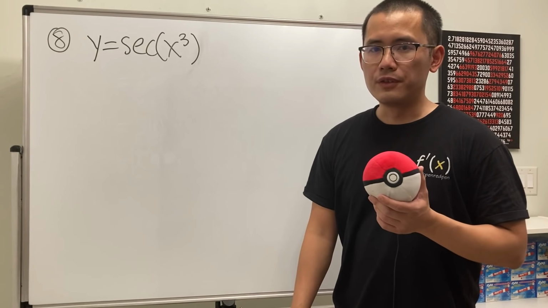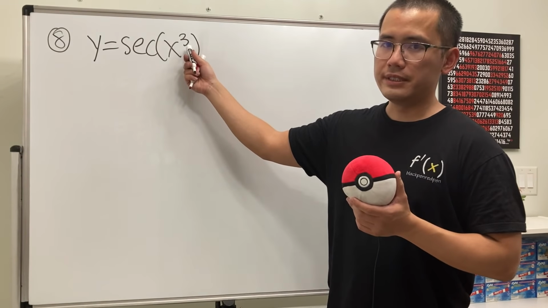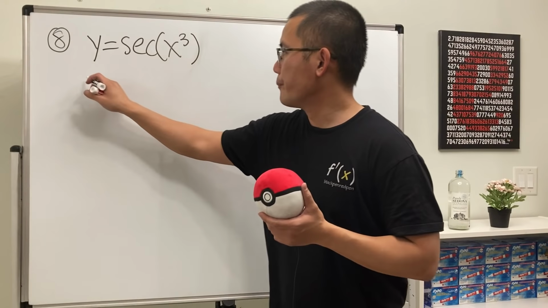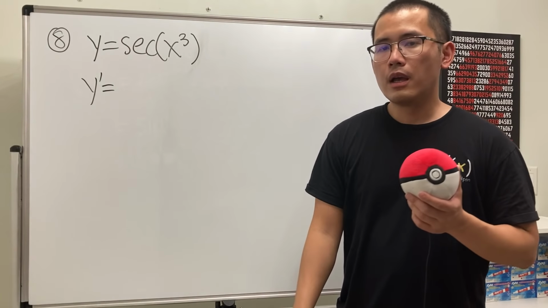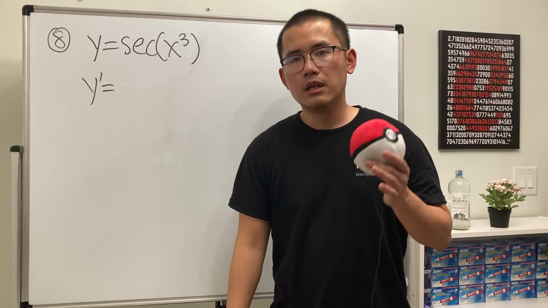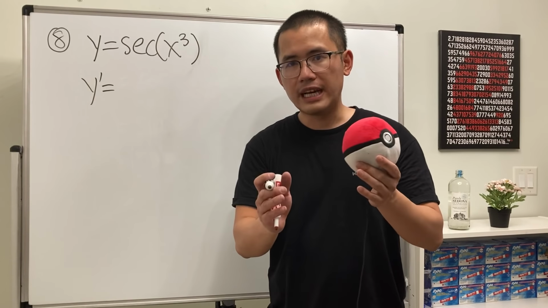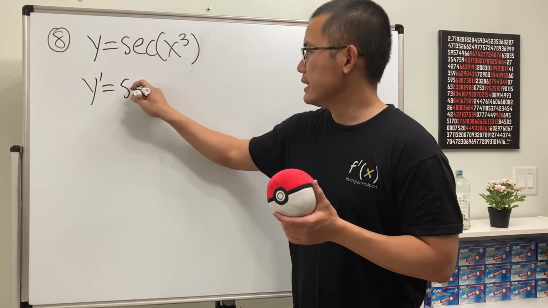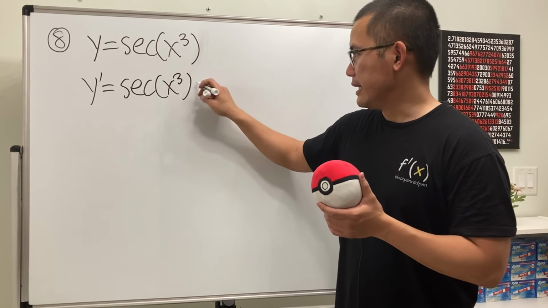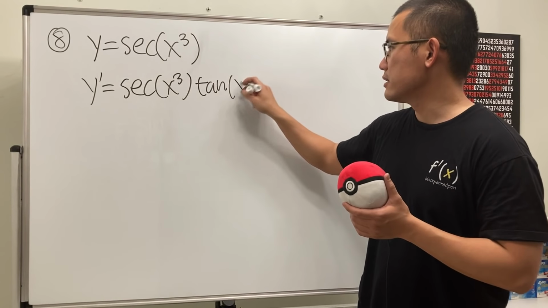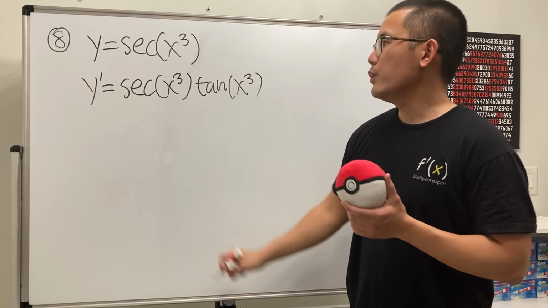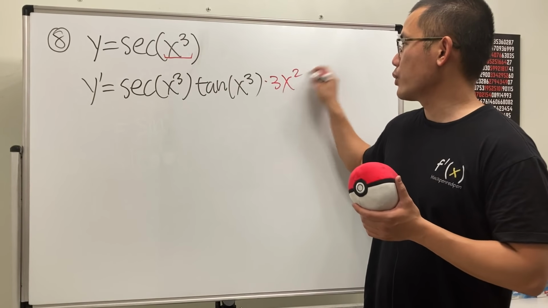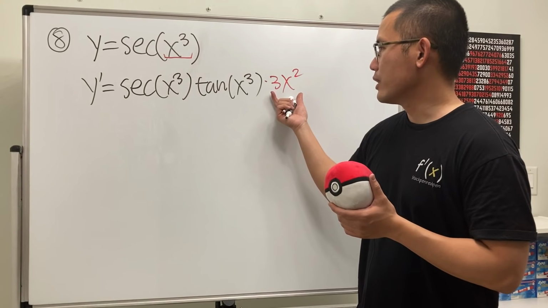Okay, number 8, we will be differentiating secant of x to the third power. So this is pretty much a straightforward chain rule question. Here we go. y prime is equal to, first, you have to remember the derivative of secant. The derivative of secant is secant of the inside times tangent of the same inside. The inside here is x to the third power. So we will get secant of x to the third power and then times tangent of the same inside, which stays the same, like this. And then we use the chain rule. We multiply by the derivative of this, which is going to give us 3x squared. And that's it. And in the end, we can just put this at the front.